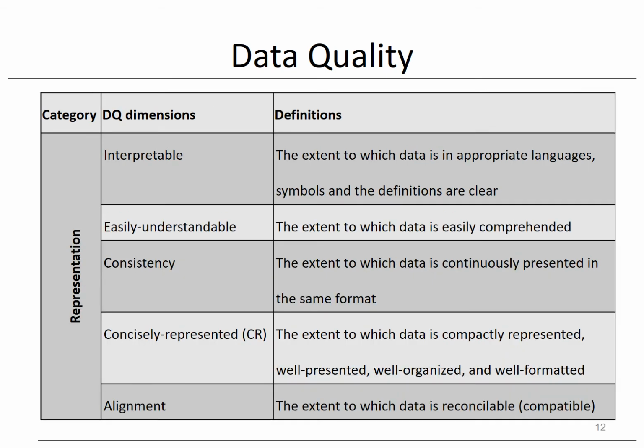The representation category indicates the extent to which data is presented in a consistent and interpretable way. Hence, it relates to the format and meaning of data. Example dimensions are interpretable, easily understandable, consistency, concisely represented, and alignment, as you can see defined here.